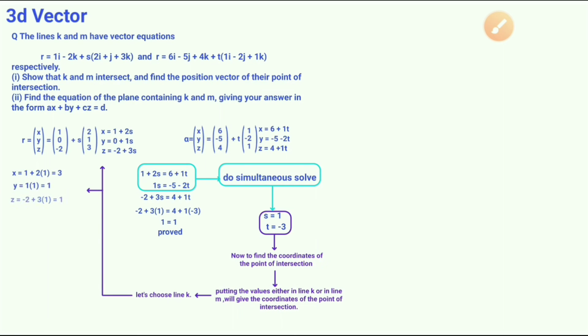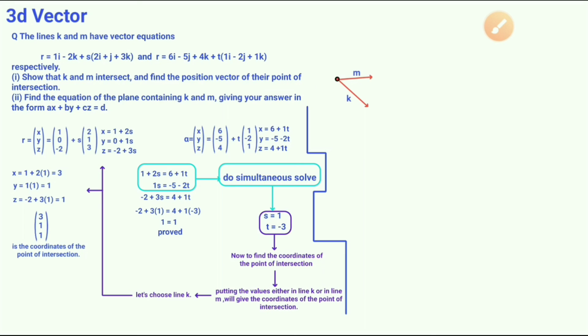Okay, let's choose line K. You can choose line M as well, it doesn't matter. It will give the same answer. This is the coordinate of the point of intersection. So part 1 is done. Now let's move on to part 2.